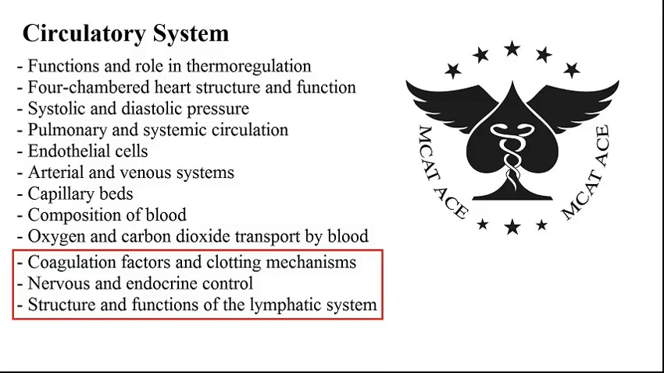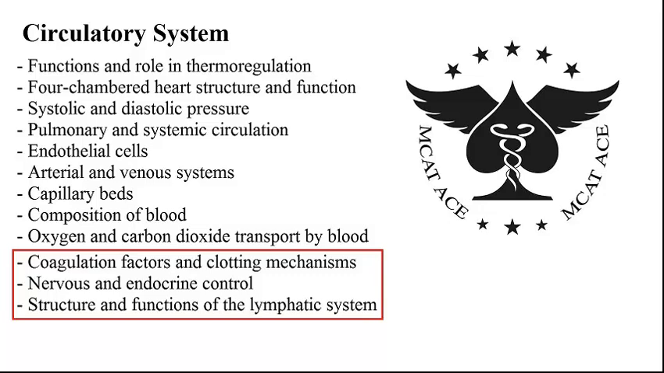So in the previous lecture, we concluded our discussion of the mechanism of oxygen and carbon dioxide transport by the blood. Now here in the second part, we will go over the coagulation mechanisms, discuss the different nervous and endocrine control of the cardiovascular system, and then finally go over the lymphatic system, its functions, as well as its structure. And then we will conclude this video by going over some practice questions.